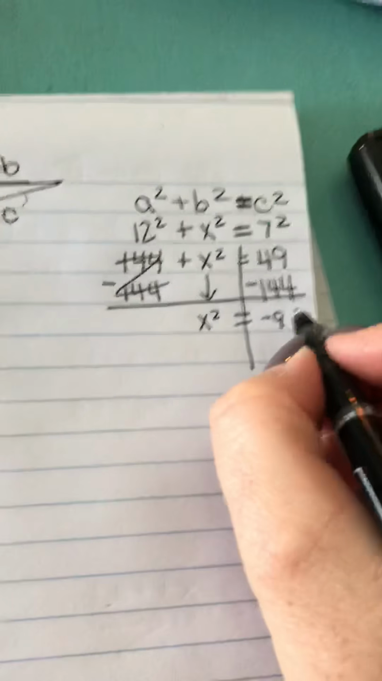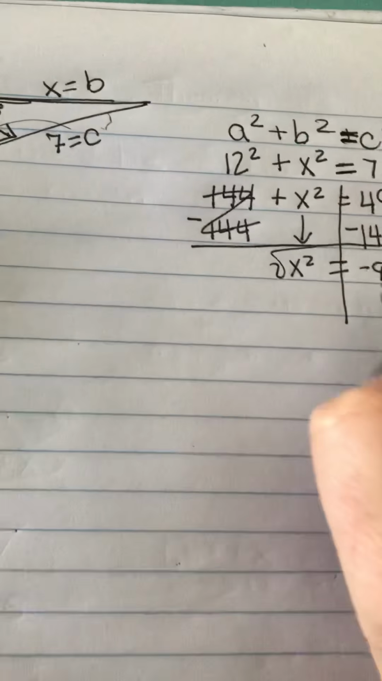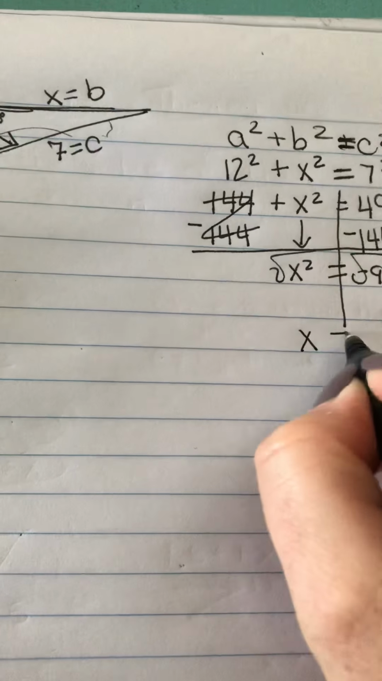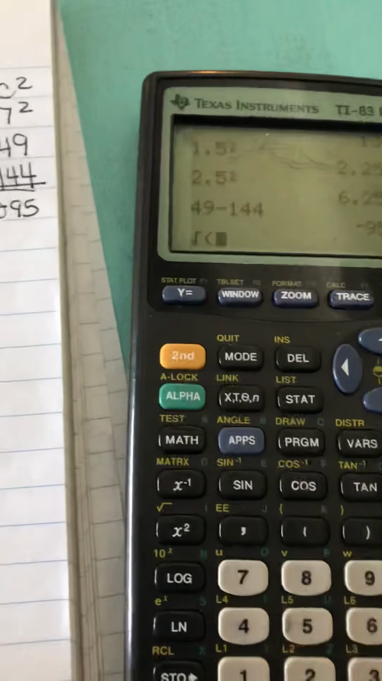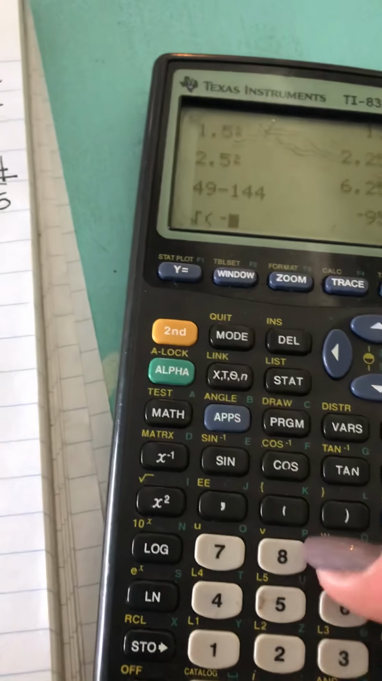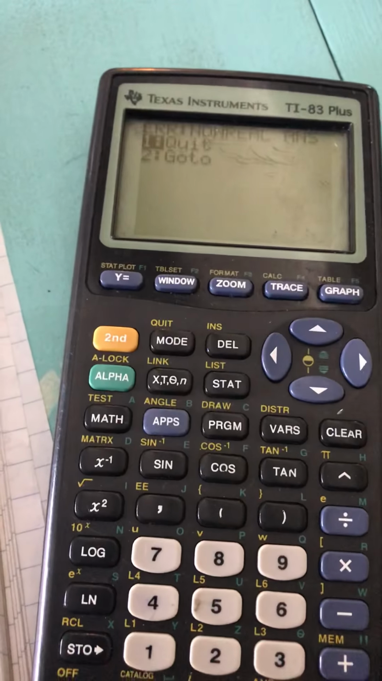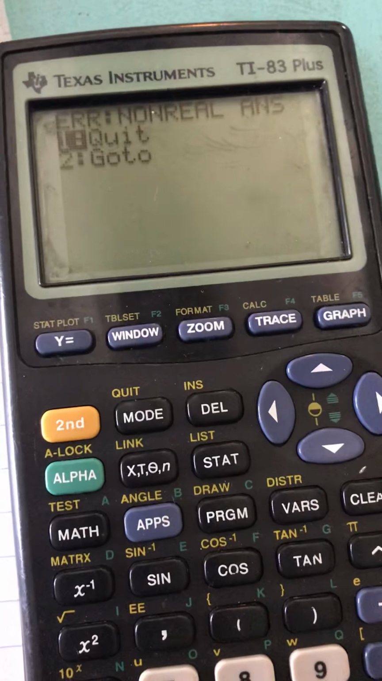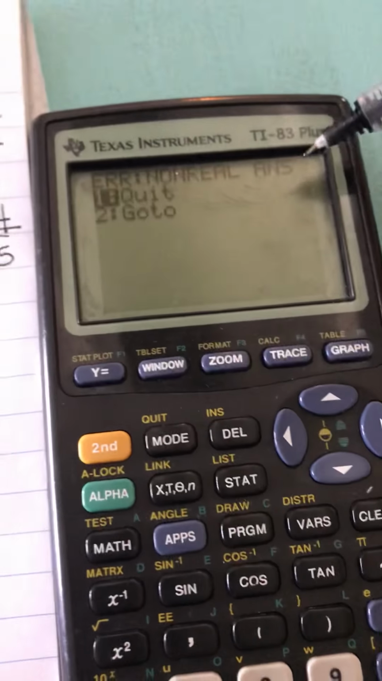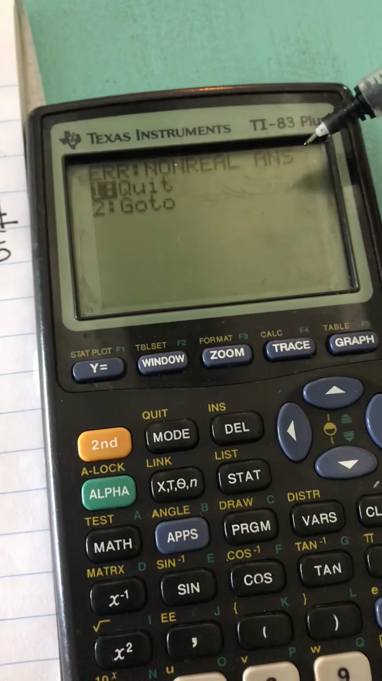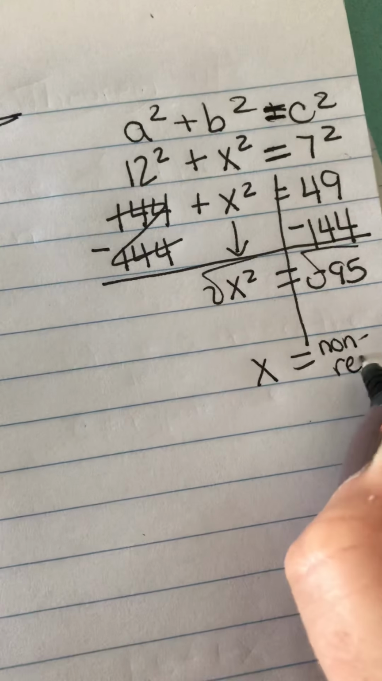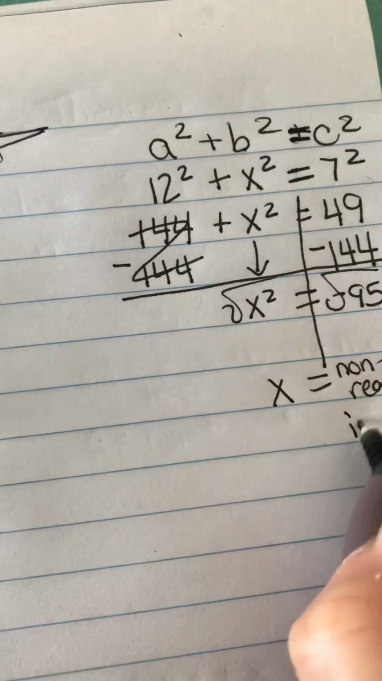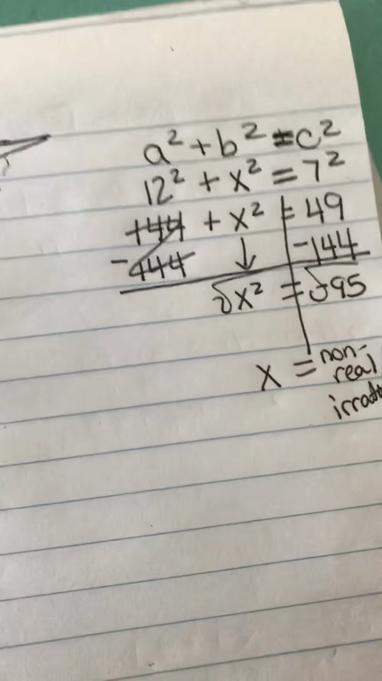Okay, we'll keep going with it, right? And if I take the square root here and the square root here, x equals, and I'm just going to put in here second square root. Oop, nope, I got to go back. Sorry, negative 95. Close that up, hit enter. See how I'm getting an error? That means it's a non-real number. Sometimes this happens, okay? So I'm going to put non-real. I'm going to put irrational, okay?